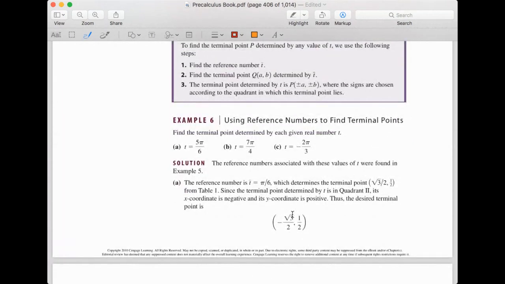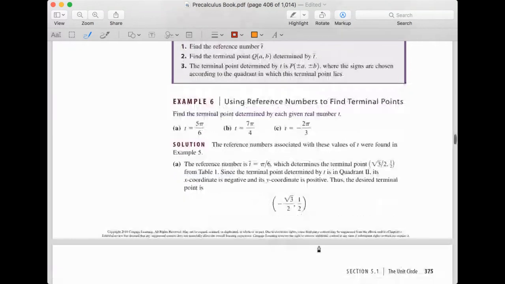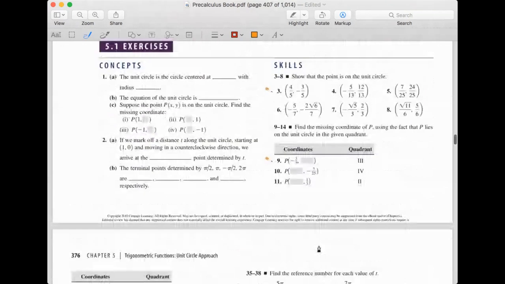Next class, we're going to talk about how to find the point. If we're given the angle of the coterminal line, how do we find the point? Let me give you some homework.